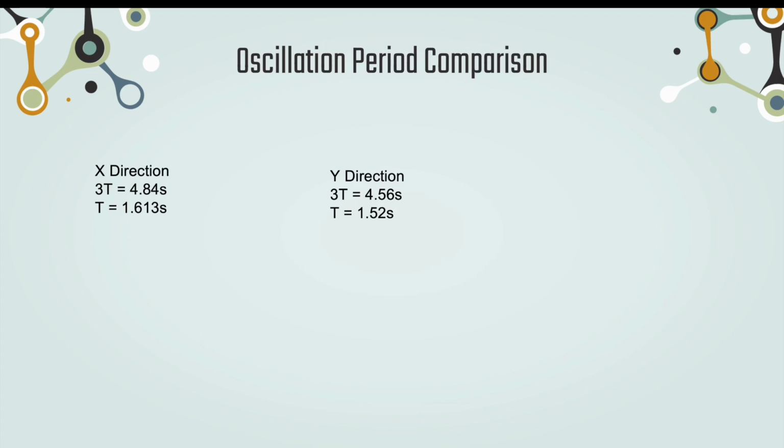Finally, I compared the oscillation periods from the tracker data in both directions. The x direction period was about 1.61 seconds, and the y direction period was about 1.52 seconds. This close agreement shows that the oscillations are coupled and that energy transfers smoothly between the vertical and horizontal motion. Any small difference likely comes from the tracking noise or the spring not being perfectly vertical. Overall, the experiment and the model confirm consistent oscillating behaviors.